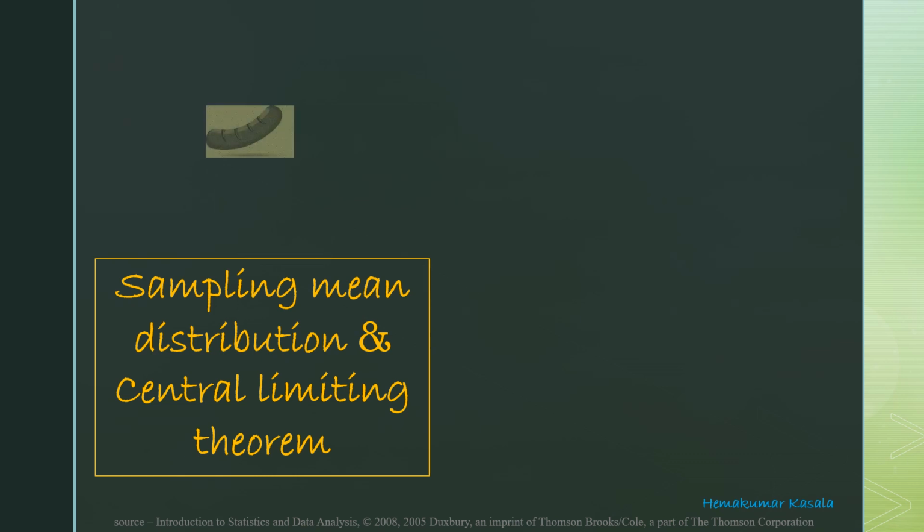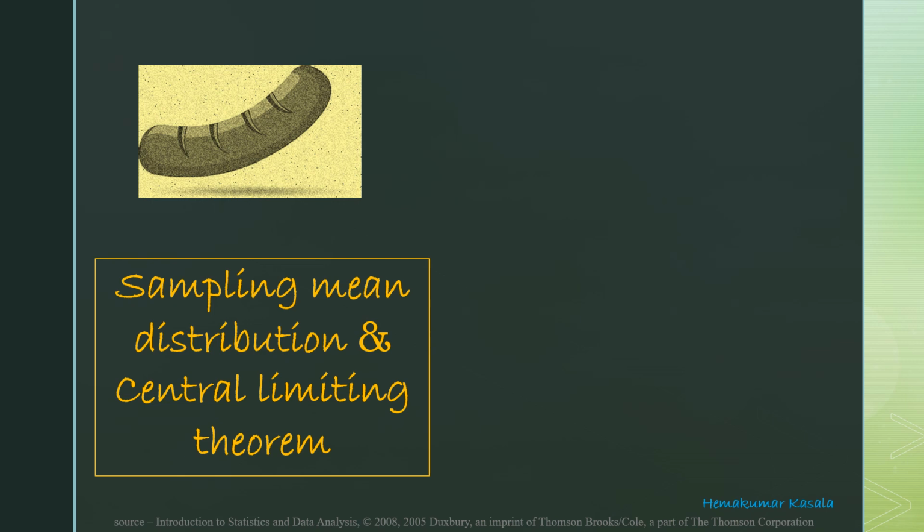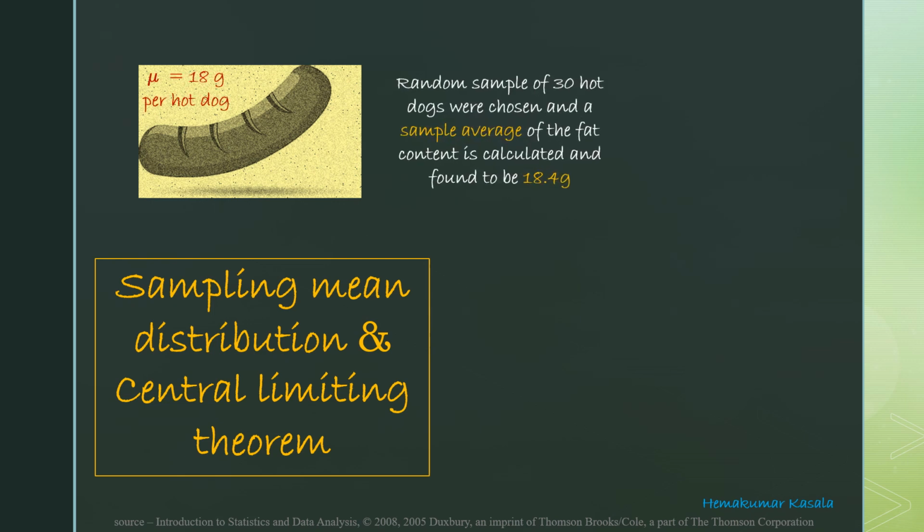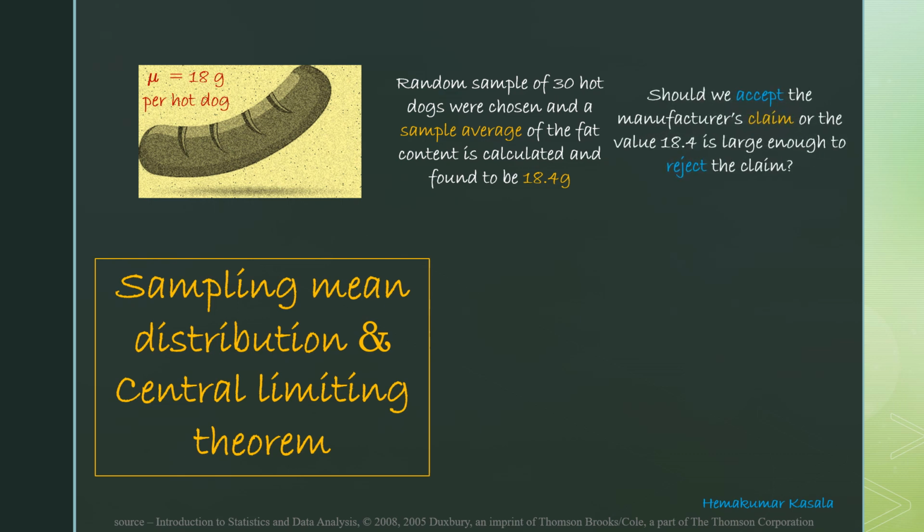A hot dog manufacturer claims that the fat content on an average in the hot dogs made under a certain brand equals 18 grams per hot dog. A random sample of 30 hot dogs was chosen and a sample average for the fat content is calculated and found to be 18.4 grams. Should we accept the manufacturer's claim, or is the value 18.4 large enough to reject the claim?